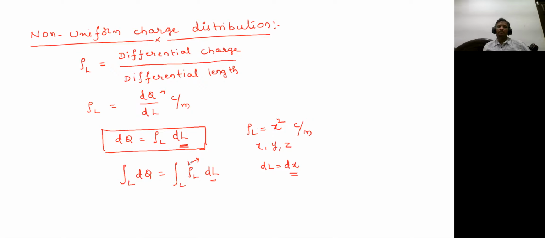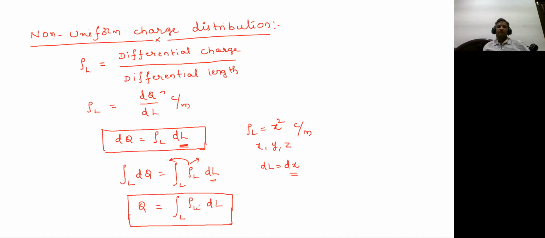So you cannot bring this out of this integration. It must be inside the integration itself. Now, this line integral of dq will become Q, which is equal to the line integral of rho L dl. This is how we can get the total charge when the charge distribution is non-uniform.